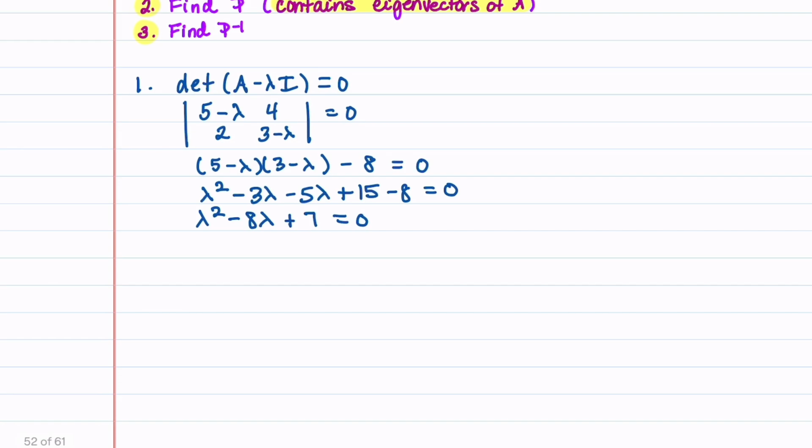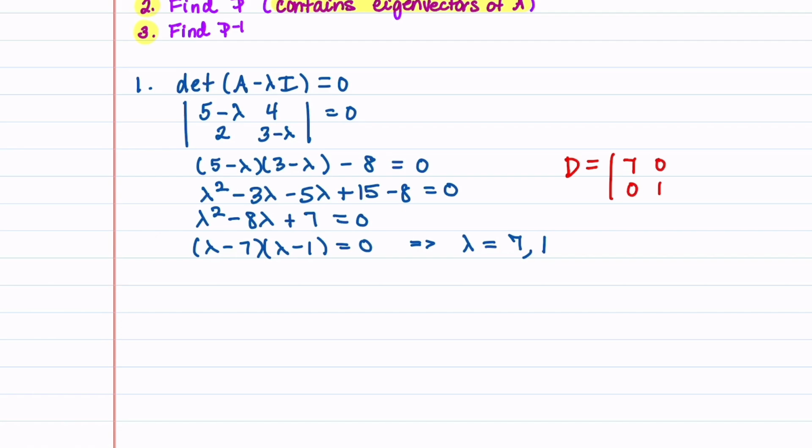We can then factor this. We have lambda minus 7 and lambda minus 1 is equal to 0. So that gives us our eigenvalues: lambda is equal to 7 and 1. At this point, let's go ahead and write down our matrix D so we don't have to come back later and think about it again. Our matrix D is a diagonal matrix that contains the eigenvalues along the diagonal, and all the other entries are 0. So I'm going to put a 7 and a 1 along the diagonal, and the other entries we're going to set equal to 0.